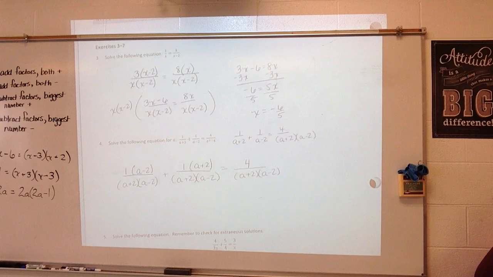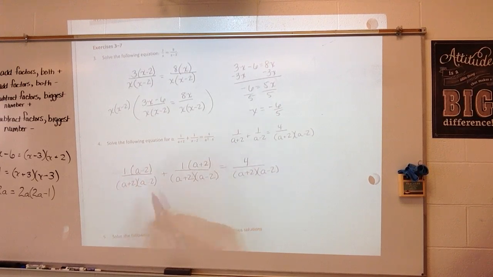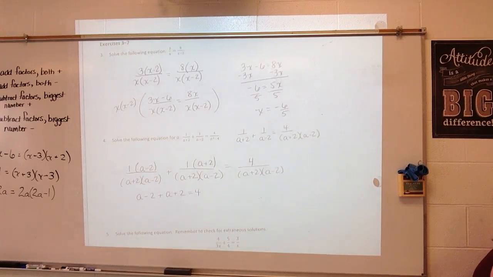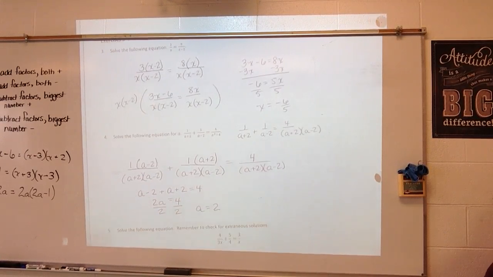Since I have common denominators, then I know I'm going to go ahead and multiply through. So a minus 2 plus a plus 2 is equal to 4. Go ahead and combine like terms. 2a, the 2's cancel out, is equal to 4. Divide by 2, and you get a is equal to 2.